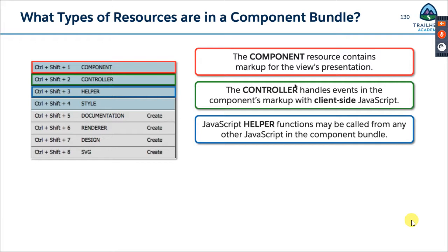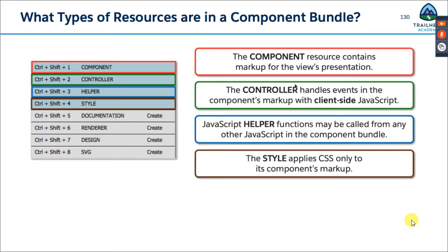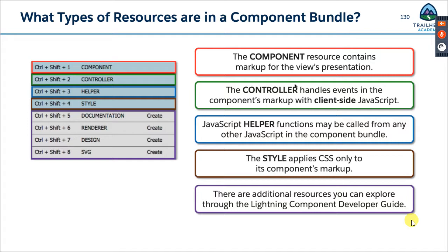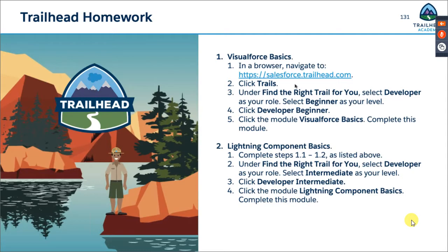Controllers will be responding to events. When you click a button, you're going to call a function in the controller. The function in the controller will then invoke the helper to perform the business logic. Last in this little section is the style. This is where you put your CSS, the elements that change the color and the size of your elements, basically. And then you have other elements, which, although they are important, are not frequently used. If you want to learn more about Lightning components and Visualforce, which we just covered in this section, there are two trails, Visualforce Basics and Lightning Components Basics.